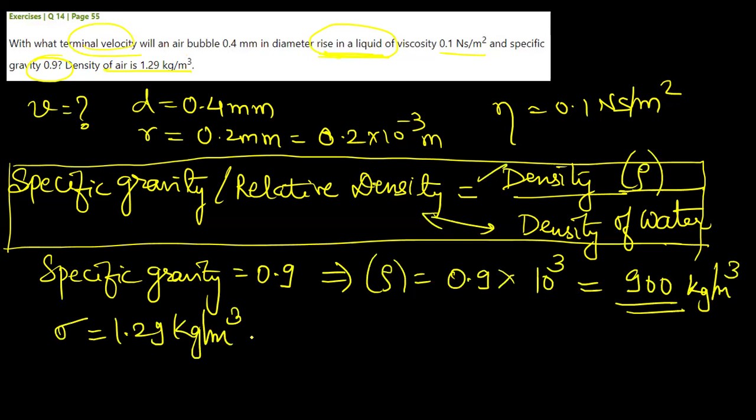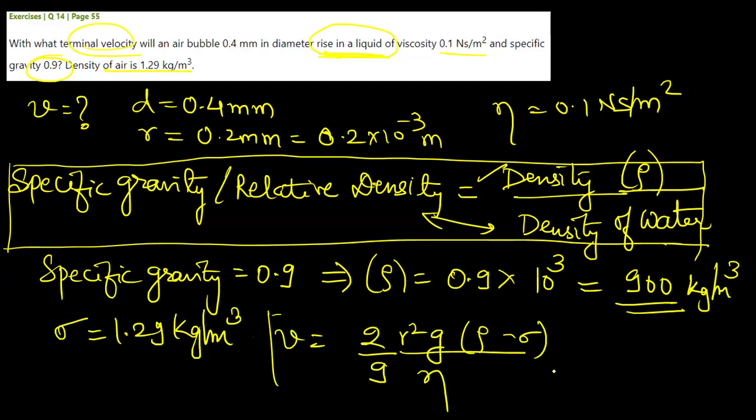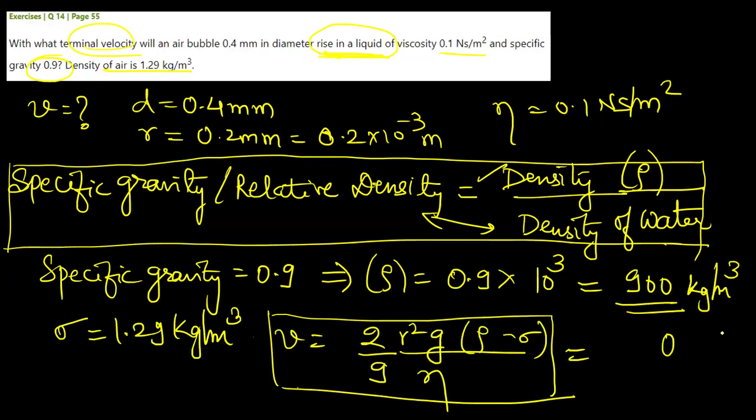What do we need to find? The terminal velocity. The terminal velocity formula is 2/9 r squared g (rho minus sigma) divided by eta. This is the formula for terminal velocity. So 2/9 is a number, it will remain as it is. r squared, r is given to you as 0.2 into 10 raised to minus 3. Substitute its value. For g you can take 9.8, and then rho minus sigma, 900 minus 1.29, and the value of eta is also given to you. When you solve this, you get the answer as 0.782 into 10 raised to minus 3 meter per second. The answer will be 0.782 into 10 raised to minus 3 meter per second.